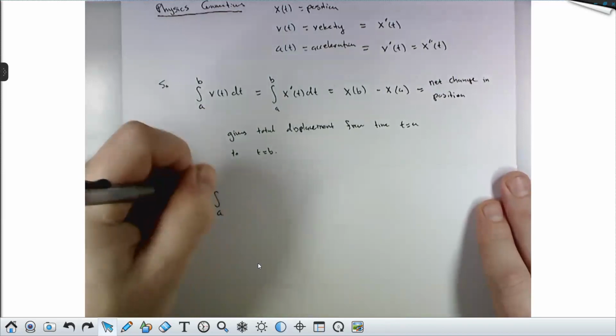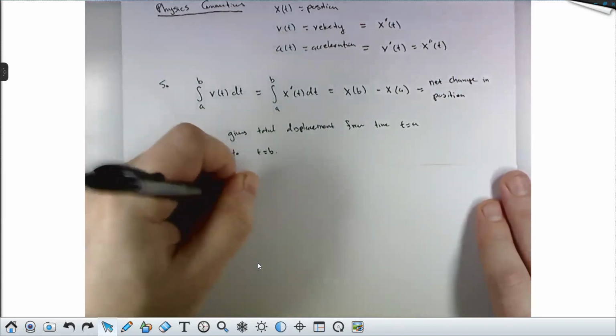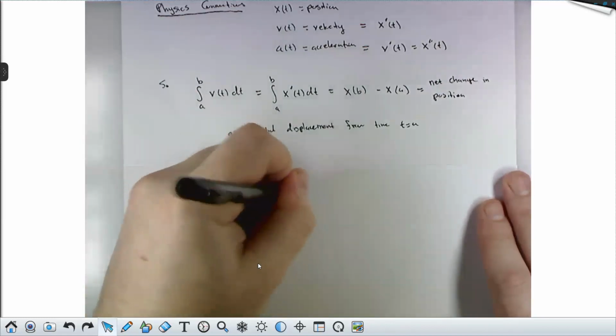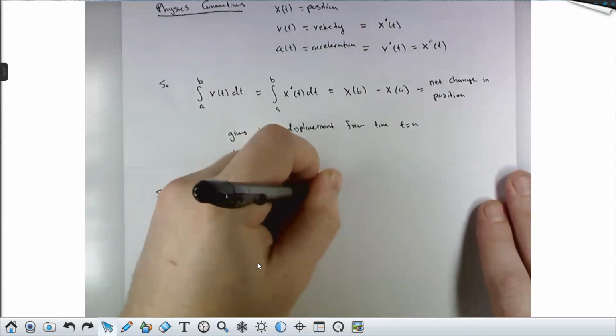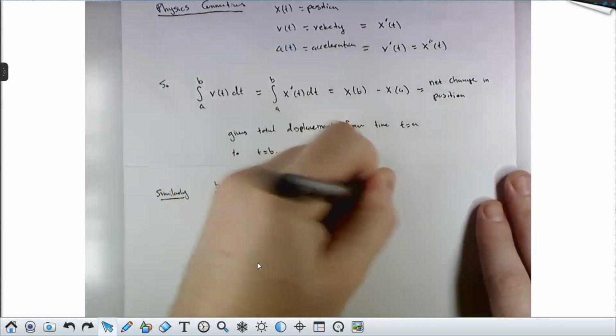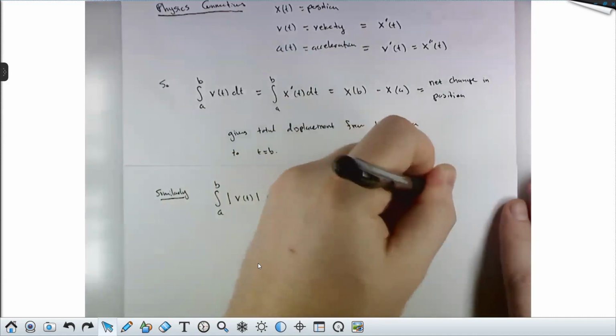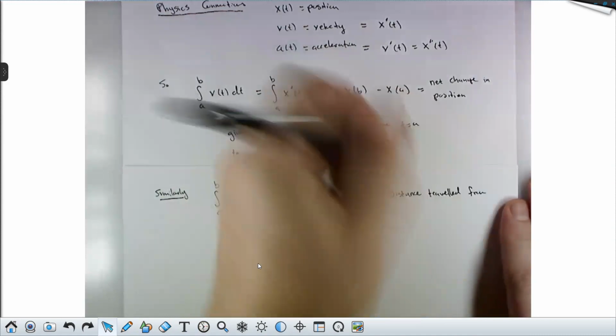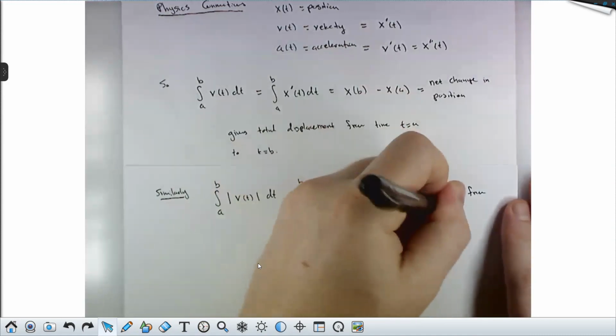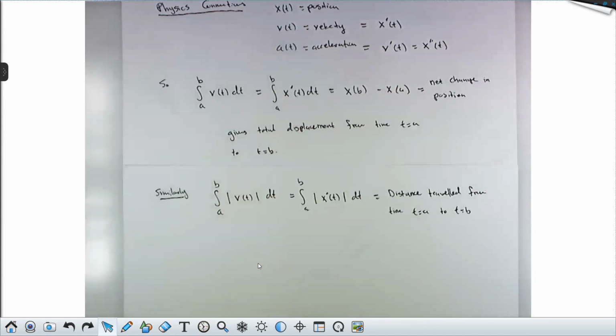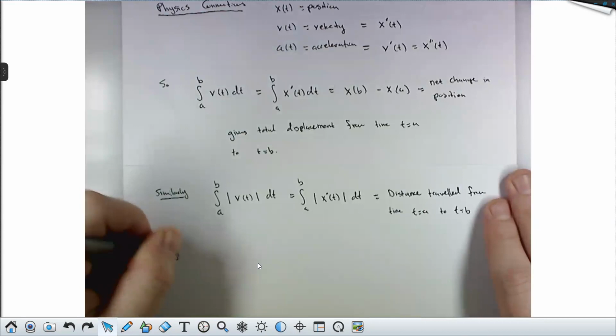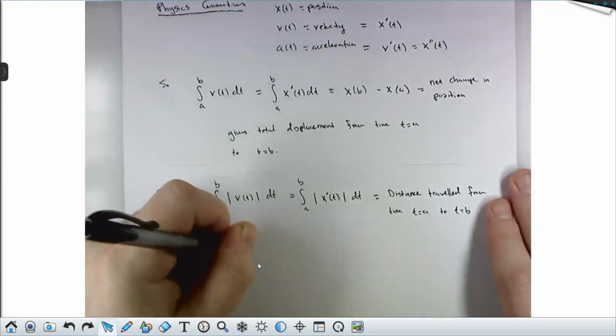Similarly, the integral from a to b of the absolute value of v of t dt, which would be the integral from a to b of the absolute value of x primed of t dt, is equal to the distance traveled from time t equals a to t equals b. And in practice, integrating absolute value functions can be a little bit tricky because they are not a part of our table. So let's imagine we have the velocity function graphed below.